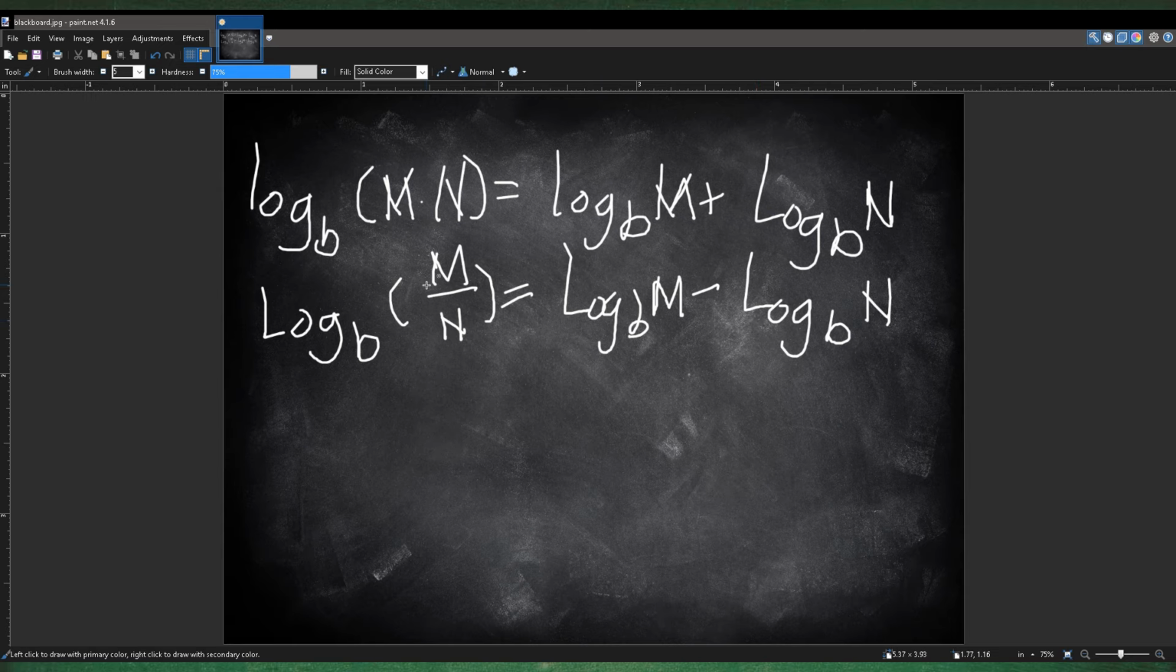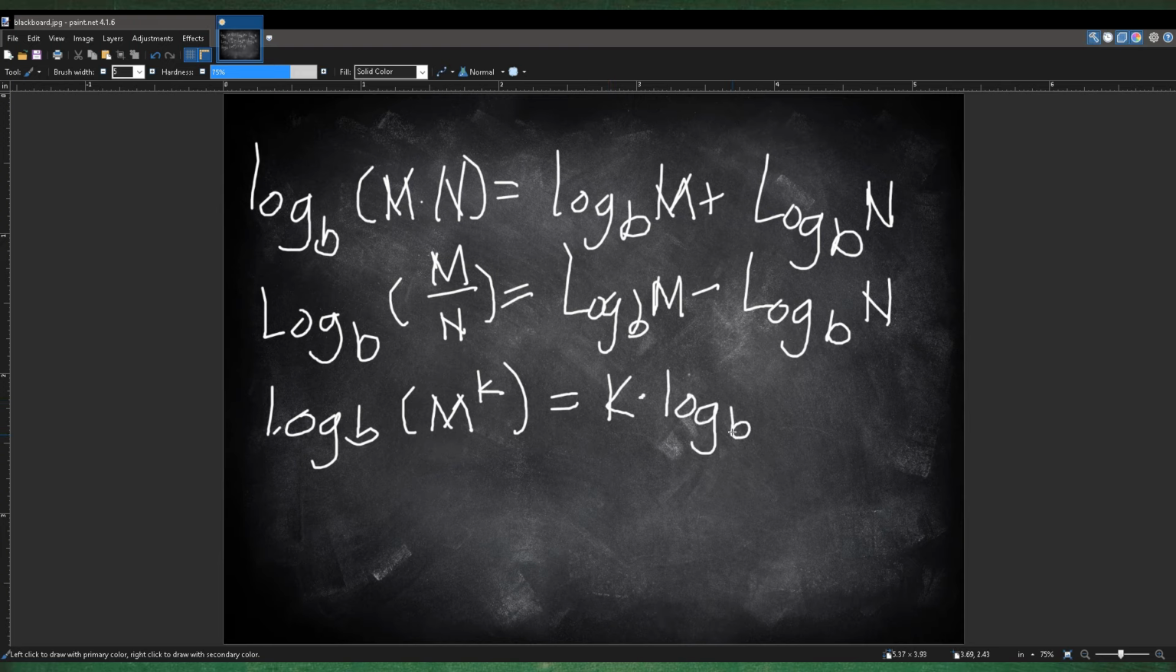And now we have something like a power rule. In this case, it would be log b of m to the power of k. This would be the same thing as k times the logarithm, which is log b of m. So you can move the k to the outside.